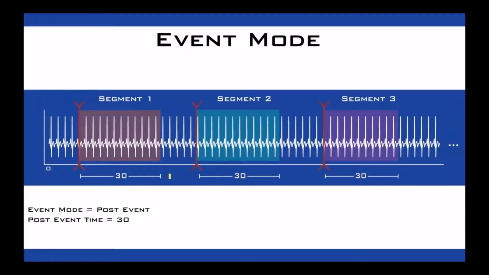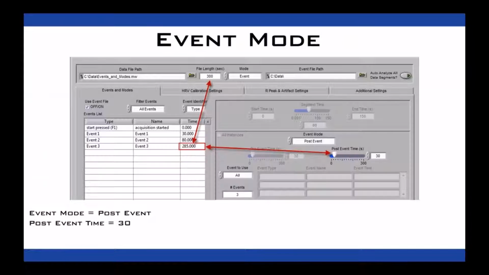This is very commonly used for anything, skin conductance, something like that, where you're trying to see, okay, my stimulus presented at the vertical red bars, and then what happens, 1 to 3 seconds afterwards, for instance, and then the time after that. So this is a very commonly used event mode.